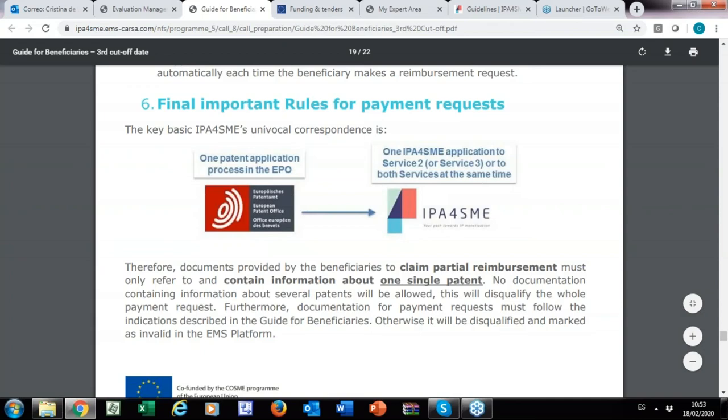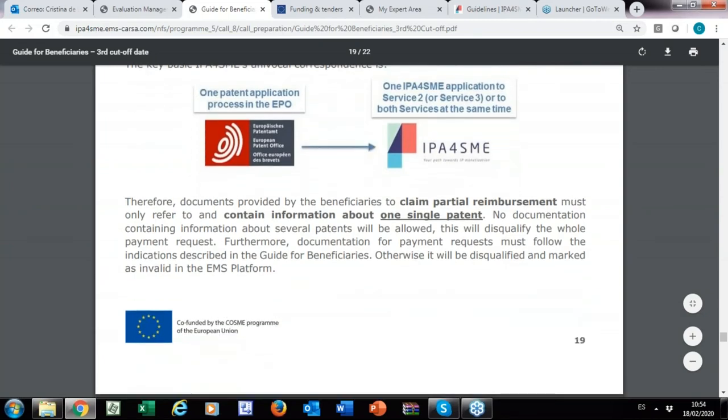So one patent application process in the EPO or potential EPO is related to one IP4SME application you made for service 2, service 3, or both services at the same time. Okay, so that is clear. Therefore, documents provided by you to claim partial reimbursement must only refer to and contain information about one single patent. No documentation containing information about several patents, as I said, this is happening sometimes, will be allowed, and this will disqualify the whole payment request. Furthermore, documentation for payment request must follow the indications here, otherwise it will be disqualified and marked as invalid in the platform.